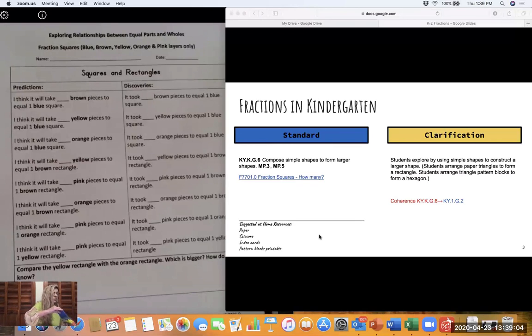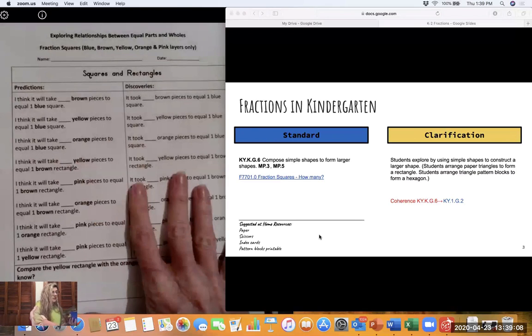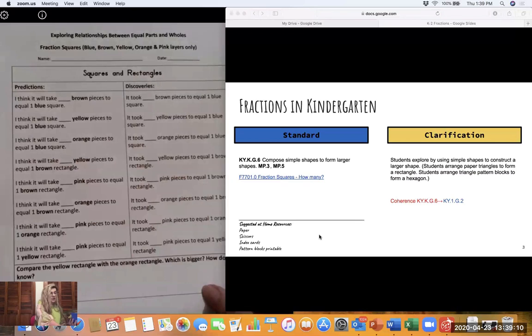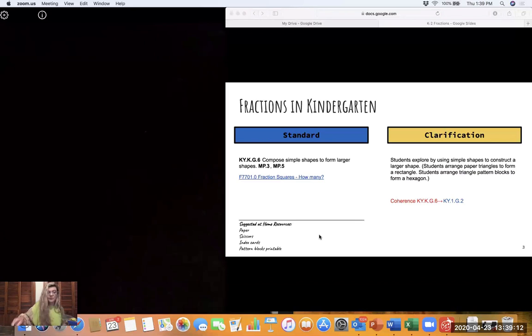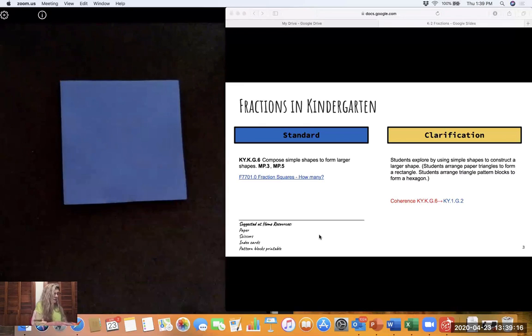And fraction squares, you'll see, I'm going to have to remove this so I can lay these down for you to look at it. But you'll see kind of what it looks like, and then I'll just read it for you. So fraction squares are like this.